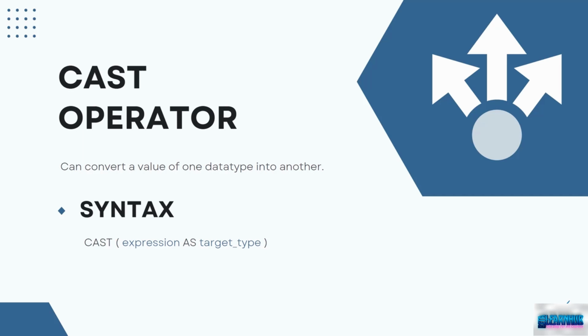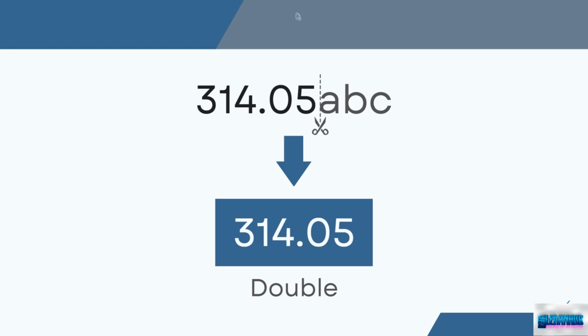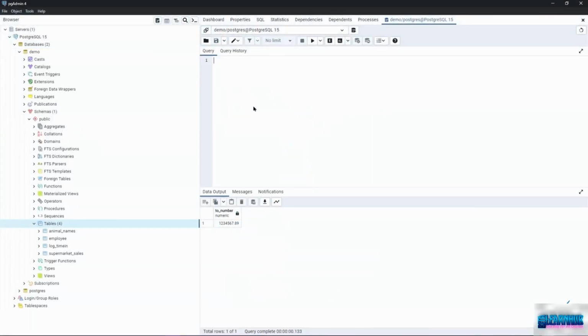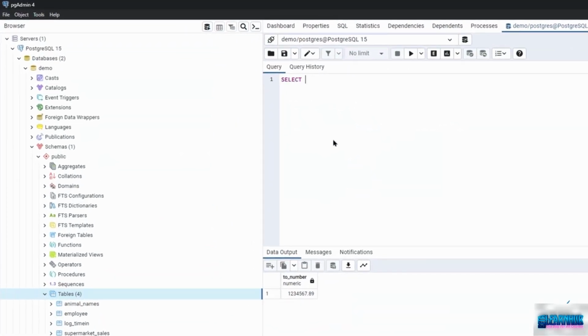The data_type can be any data type available in Postgre as long as the input does not have any conflicting characters that can affect a conversion process. For example, you need to remove decimal places if you only want to convert the output to an integer, or remove any non-numeric characters in the expression before converting it to a numeric data type. Let's use cast to convert a string to a date. Type in select cast, open brackets, open single quotes, DEC 12, 2023, close single quotes, as date, close brackets, semicolon.